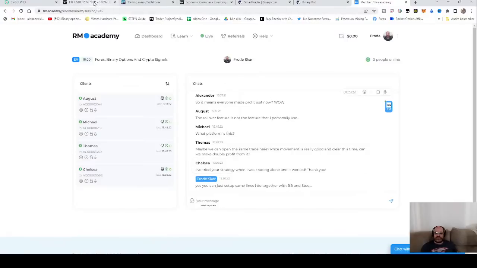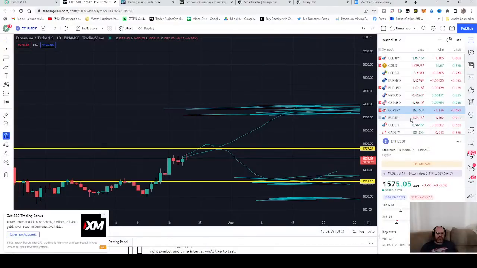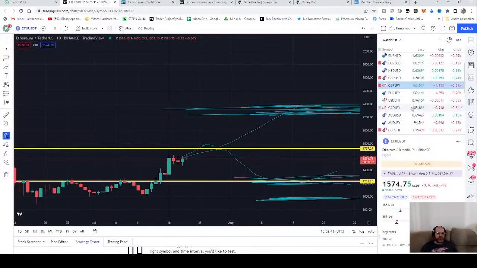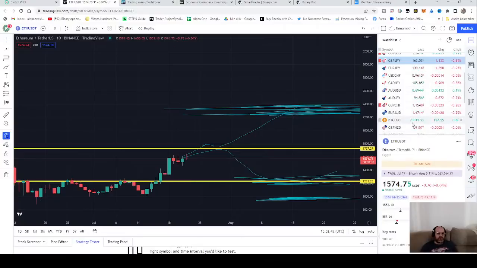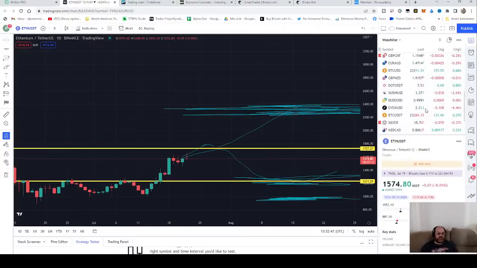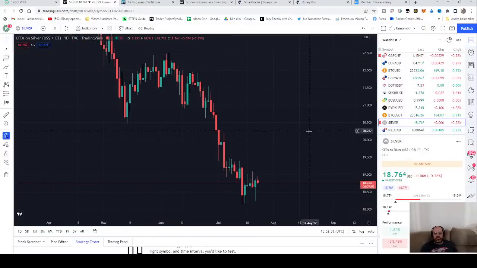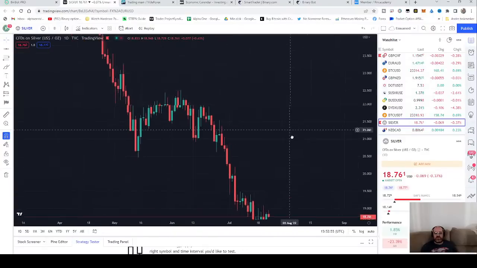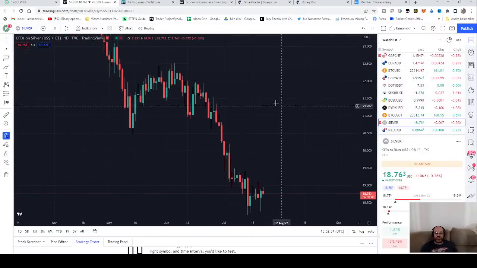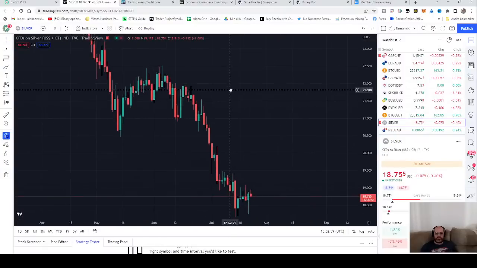So let's take more of a look at Forex, if you have something there. I want to see something completely different. Let's take silver. Silver is nice. Okay, we can see we are in a strong downtrend.